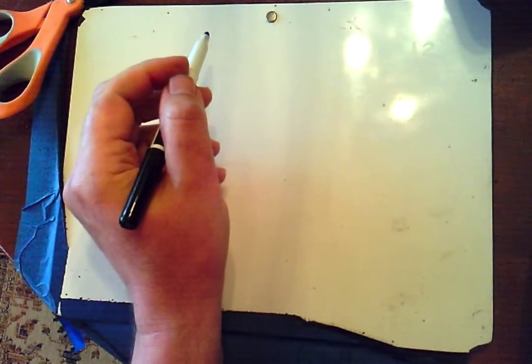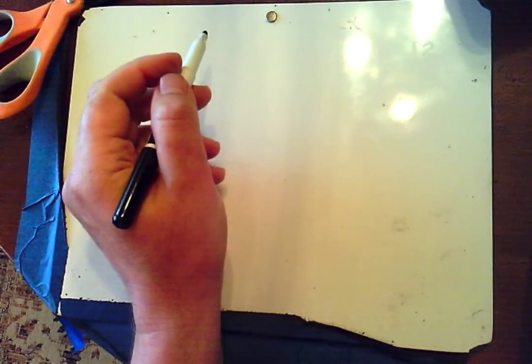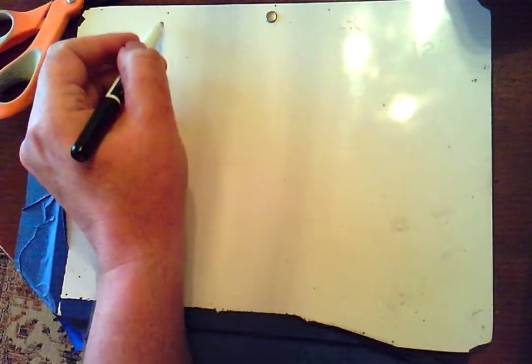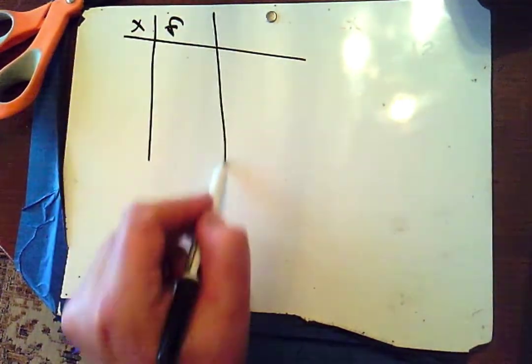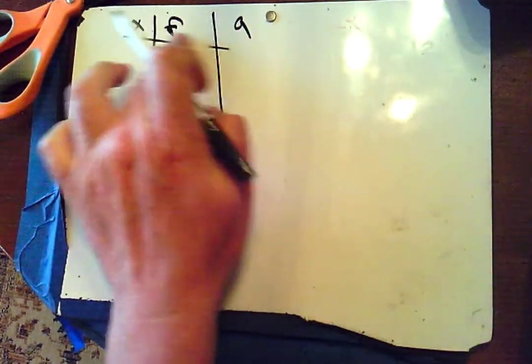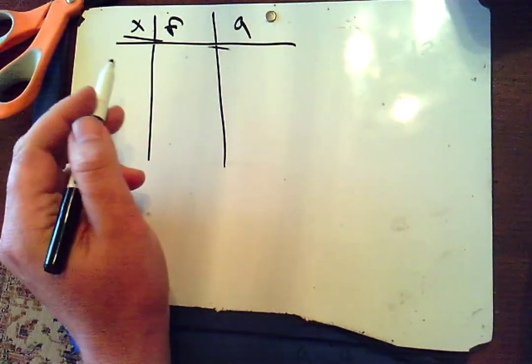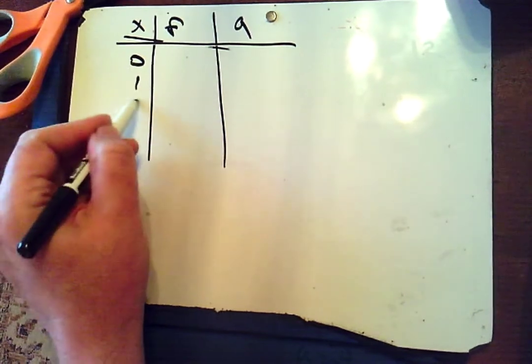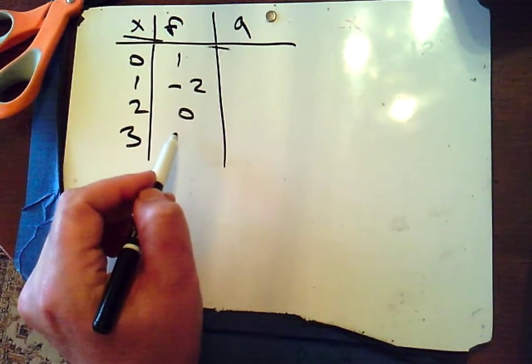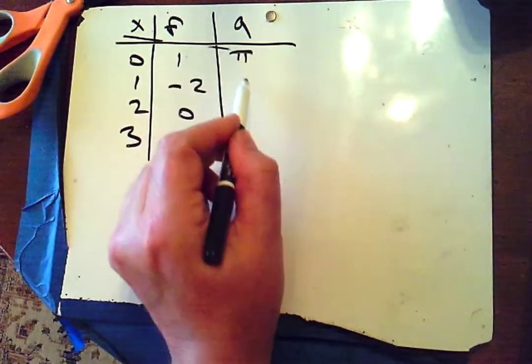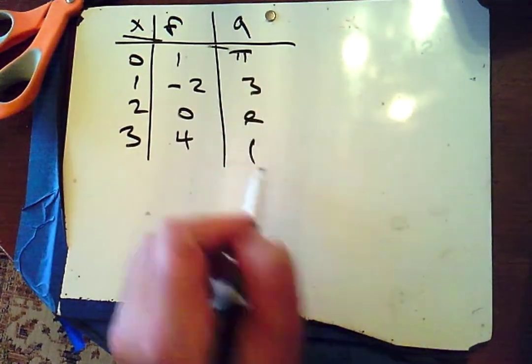Let's take a look now at this table of f and g values. So here we've got a table. It's got x, f, and g values. 0, 1, 2, 3, 1, -2, 0, 4, pi, 3, e, 1.